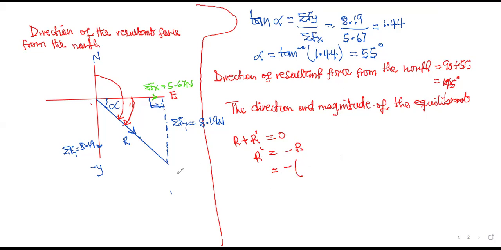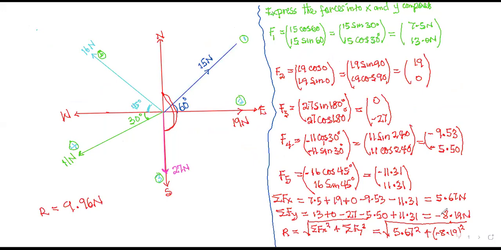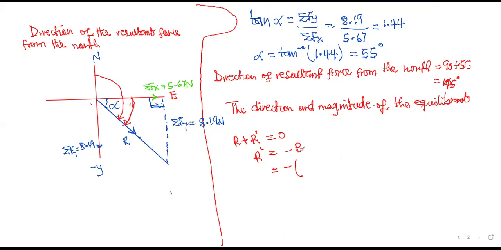The components of the resultant were minus 5.67 and minus 8.19. Therefore, the components of the equilibrant would also be minus 5.67 and positive 8.19.